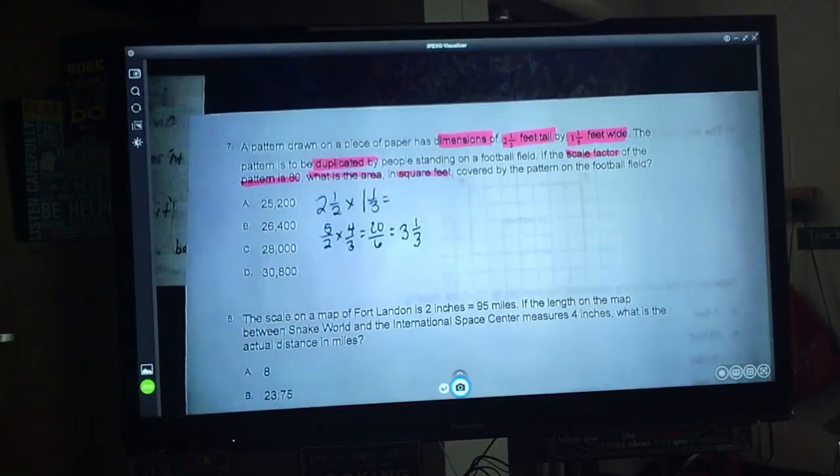Now, what do we do? What do we do? Christian, what do you think? We multiply by scale factor of 80. You what? We multiply it by 80. Okay. Multiply by 80. See what you get.